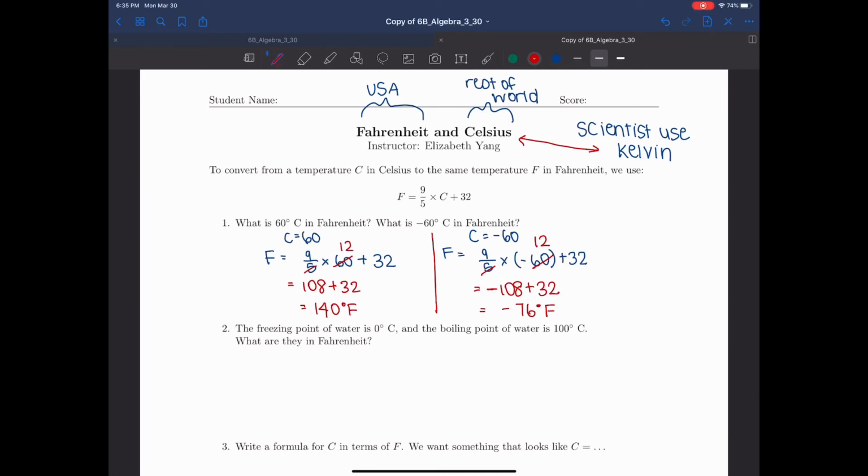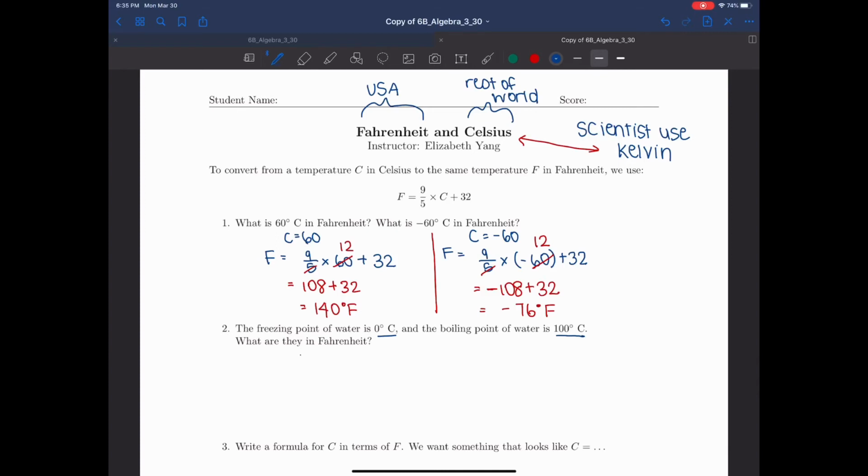Cool. Now let's talk about water. So question 2 is asking to translate 0 and 100 into Fahrenheit. Question 2 is really asking the same exact thing as question 1. We're going to do the same calculations, but just with different numbers plugged in. I just wanted to emphasize the 0 and 100 because these are really easy numbers to work with and important quantities for us because of how they're related to water.